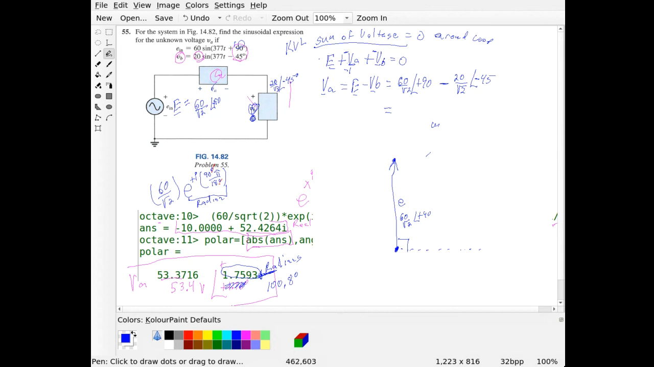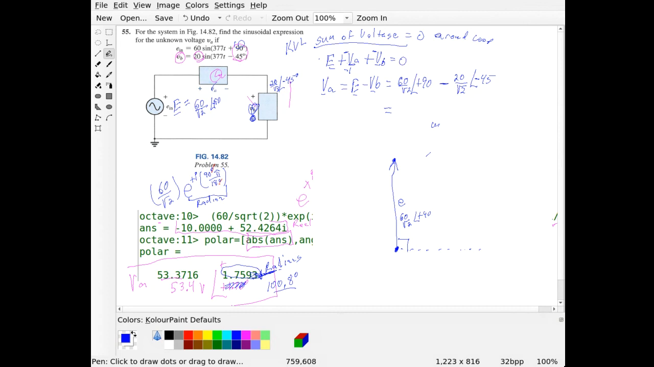Oh, I see what I did. Yeah, I punched it in wrong. That's interesting the way I did that. I actually got the correct radians, but this value was in radians, not degrees.